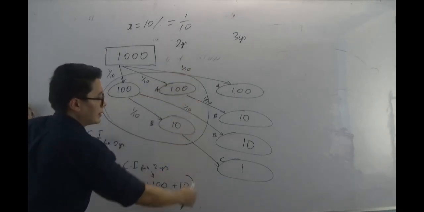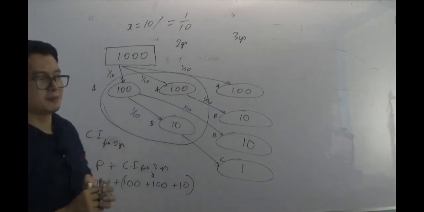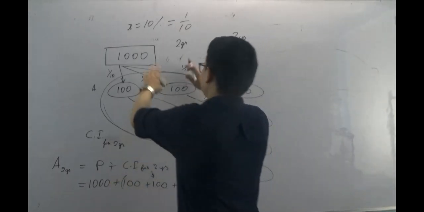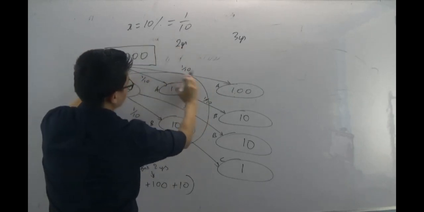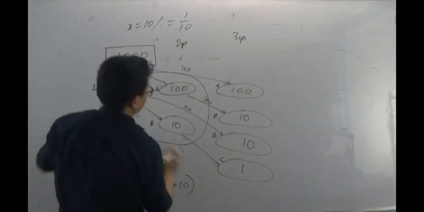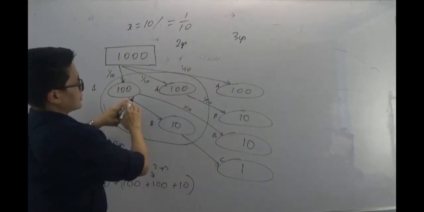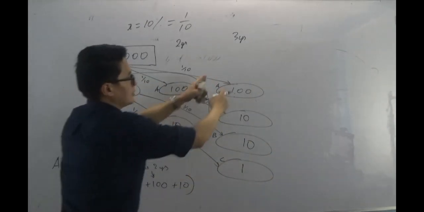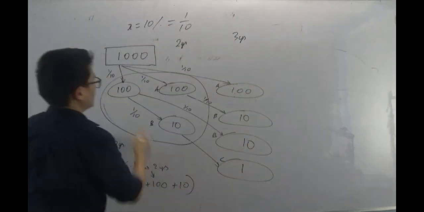For the second year, this is the amount. When you get the third year's amount, you pull up all of this compound interest for the 3 years. Third year compound interest, for 3 years. Amount for 3 years is the principal plus compound interest.